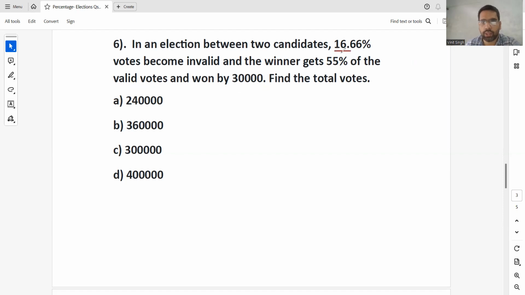Now what do we have to do in this question? Now 16.66% is given, which is equal to 16 2 by 3%. And we know that the fraction value of 16 2 by 3% is equal to 1 by 6. Now, here we will take the total number of votes divisible by 6. We can say we will take the total votes as a multiple of 6, because 16.66%, the fraction value is 1 by 6. We can easily solve if we take the total votes as a multiple of 6.